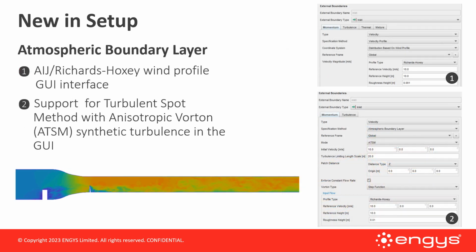The AIJ-Richards-Hoxie wind profile is a semi-empirical wind profile commonly used in the context of atmospheric boundary layer studies in CFD. In Elements version 4, we have an interface for it in our graphical user interface. And we have also added a new atmospheric boundary condition called turbulent spot method with anisotropic Vorton.